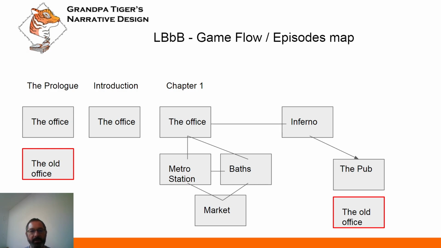The introduction is completely in the office, and then chapter 1 has a fixed narrative, but within this chapter the player can move between the office, metro station, baths, market, and different areas, and each area has little scenes. For example, there are 3 or 4 scenes in the baths, 5 possible scenes in the metro station, and the player goes through there, gathers the clues, and connects the dots, so to speak. But he doesn't have to do all of it in order to receive the story.